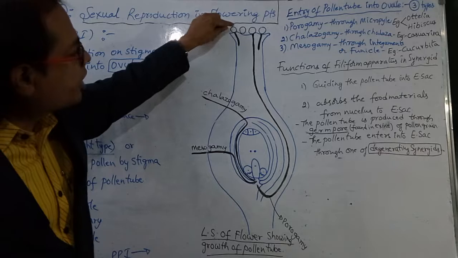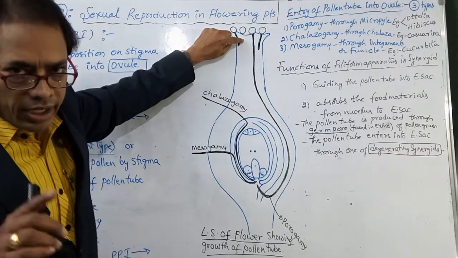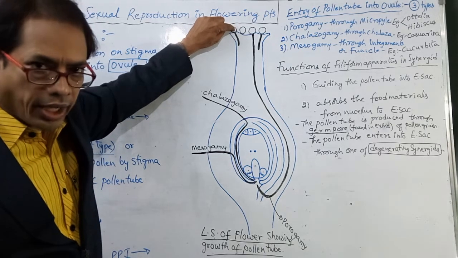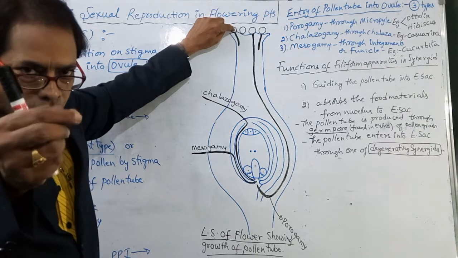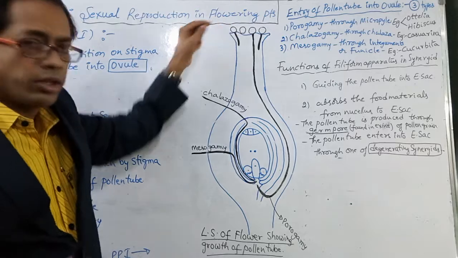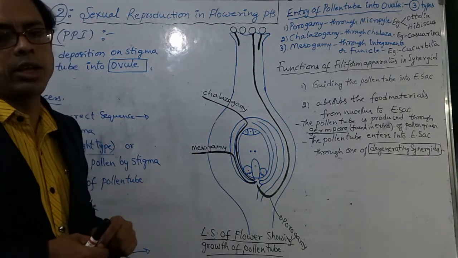So pollen deposition on the stigma. The stigma contains some chemical components. The pollen grain also contains some chemical components. There will be interaction between these two, that is pollen grain and the stigma. So this type of growth is called chemotropic.